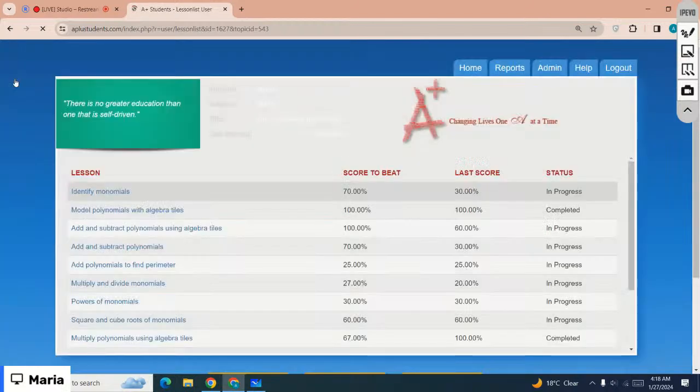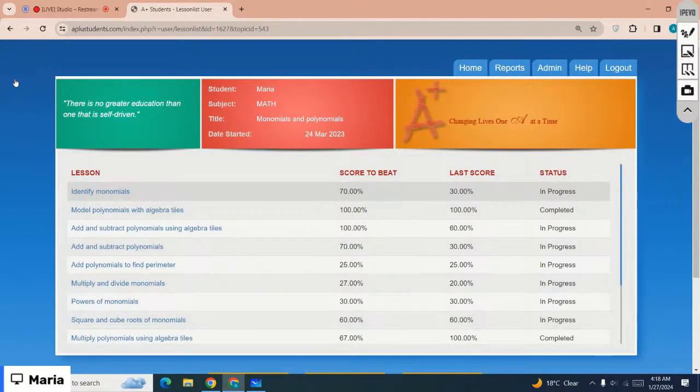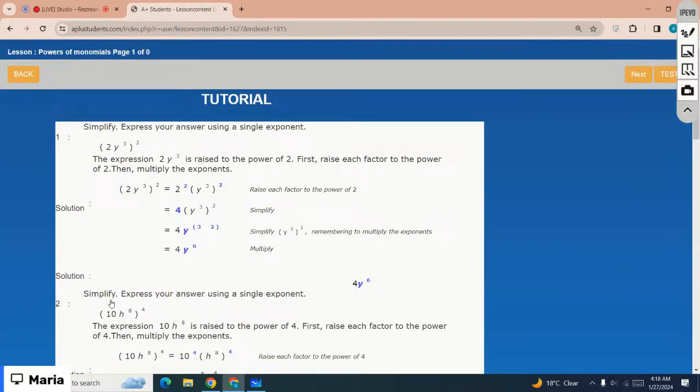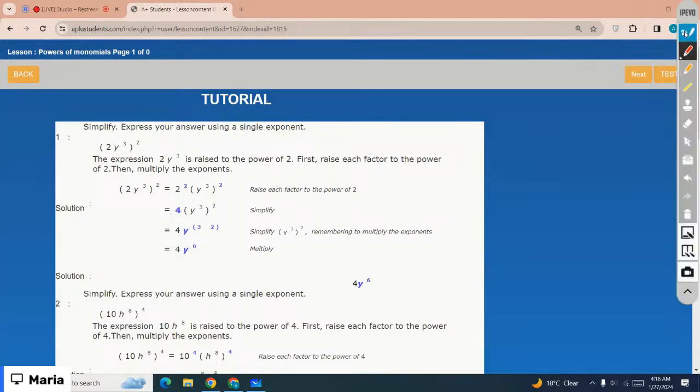The next lesson is powers of monomials. Okay, simplify. Express your answer using a single exponent. You have 2y cube and the whole exponent is 2. Okay, so the 2 that is outside the bracket is the exponent of everything that is inside the bracket, right?